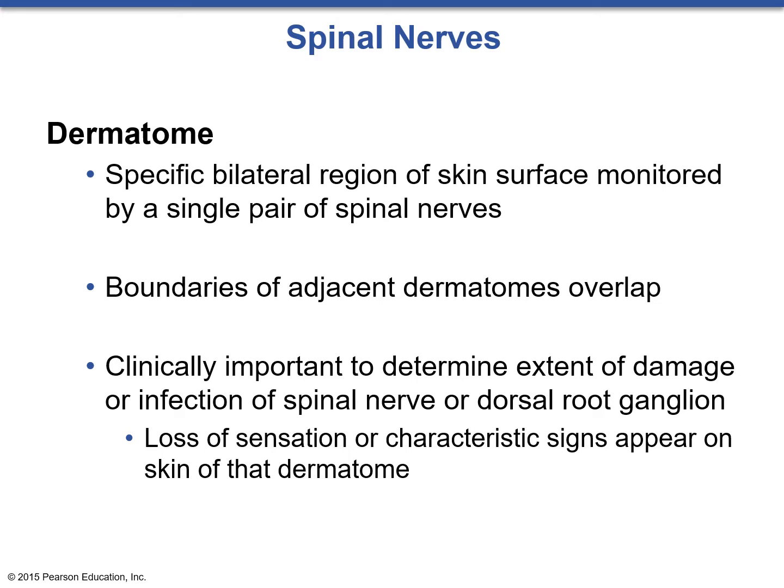Now, the boundaries of these adjacent dermatomes overlap, and these are clinically important because they help to determine the extent of damage or infection of the spinal nerve or dorsal root ganglion. A loss of sensation or characteristic signs that appear on the skin of that dermatome can indicate this.